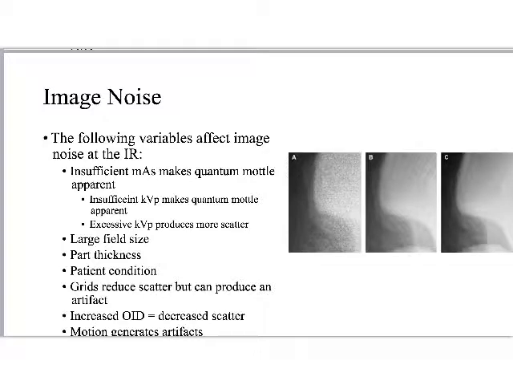When I say that I think that grids are going to go out of style in the course of your life as a tech, it's two things: the artifacts that can result from grids and the increased patient dose. Those are pretty strong points against their use. If we increase the OID, we can decrease the scatter. So that's, again, that air gap technique. That increased OID can decrease noise.